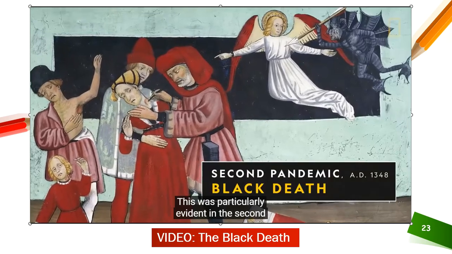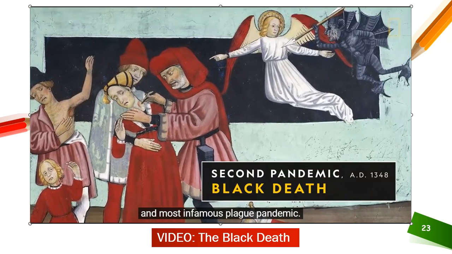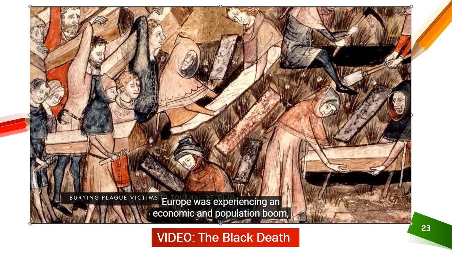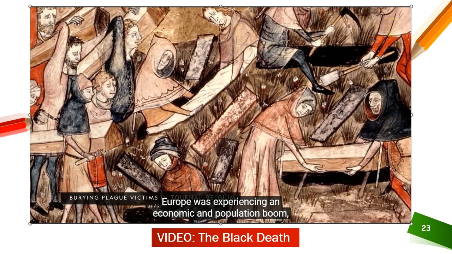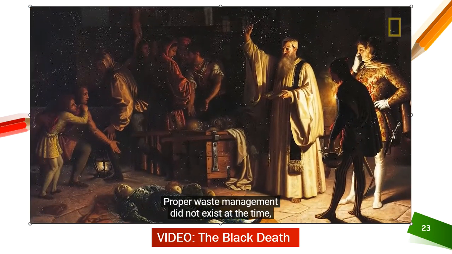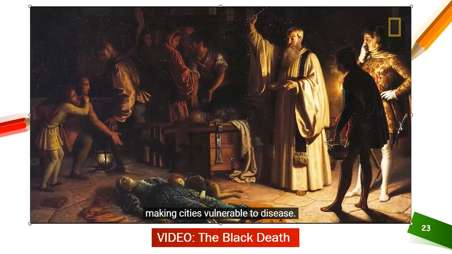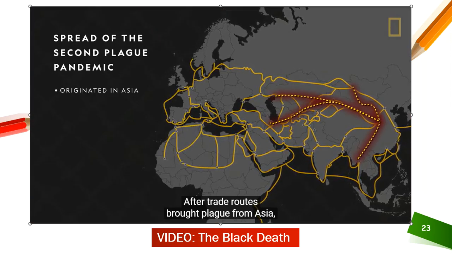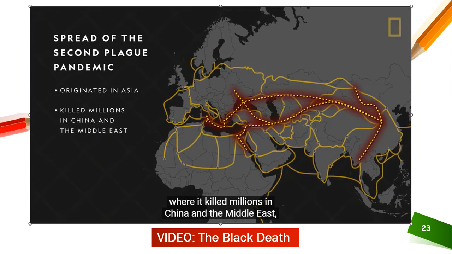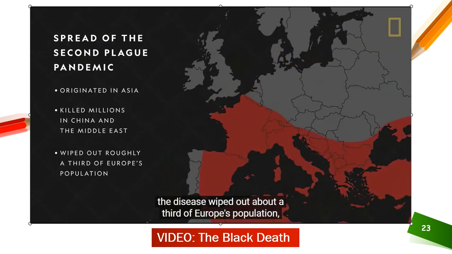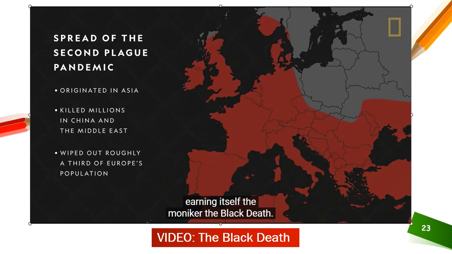This was particularly evident in the second and most infamous plague pandemic. In the 14th century, Europe was experiencing an economic and population boom, especially in cities. Proper waste management did not exist at the time, making cities vulnerable to disease. After trade routes brought plague from Asia, where it killed millions in China and the Middle East, the disease wiped out about a third of Europe's population, earning itself the moniker, the Black Death.